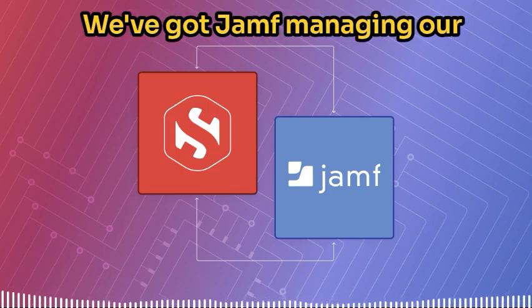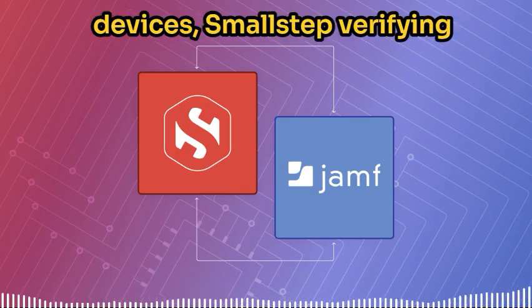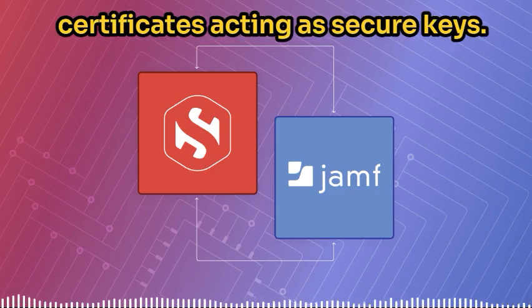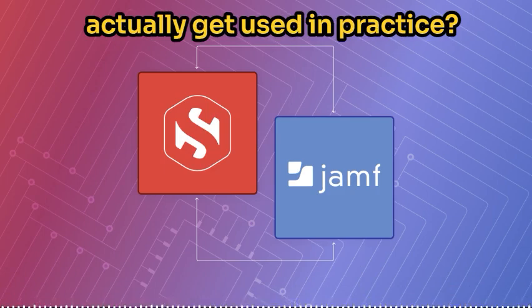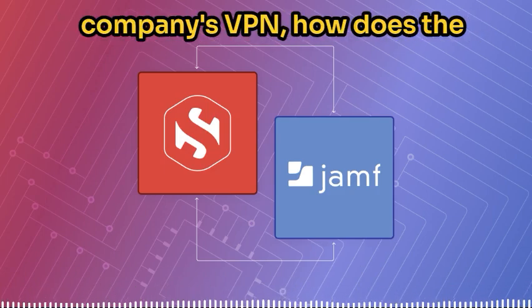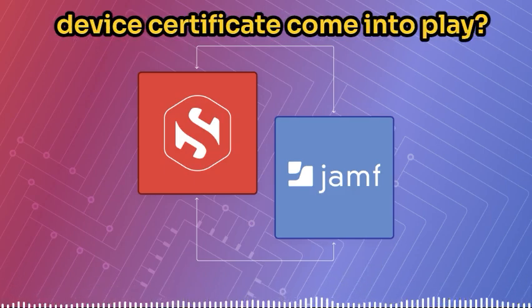Okay, I'm starting to see how this all ties together. We've got Jamf managing our devices, Smallstep verifying their identity, and these certificates acting as secure keys. Yes. But how do those keys actually get used in practice? Like if I'm trying to connect to my company's VPN, how does the device certificate come into play?